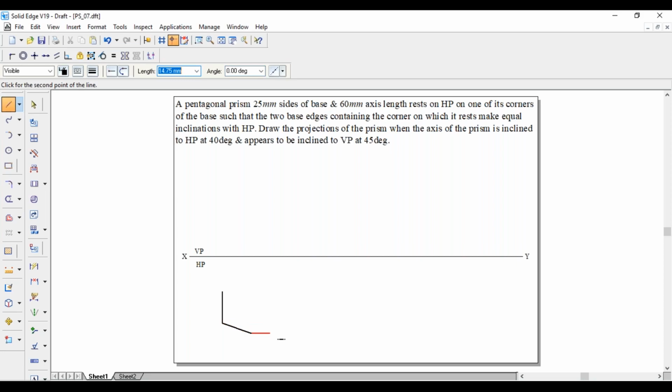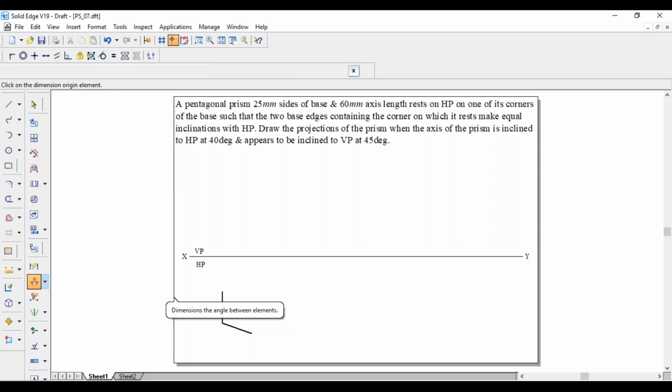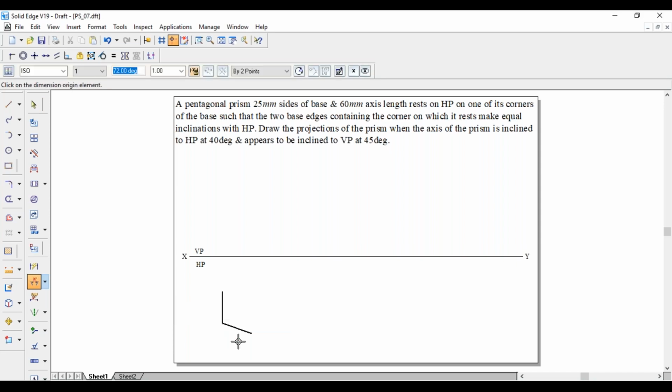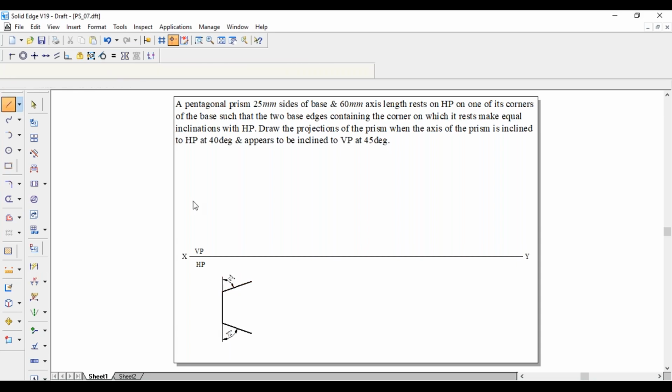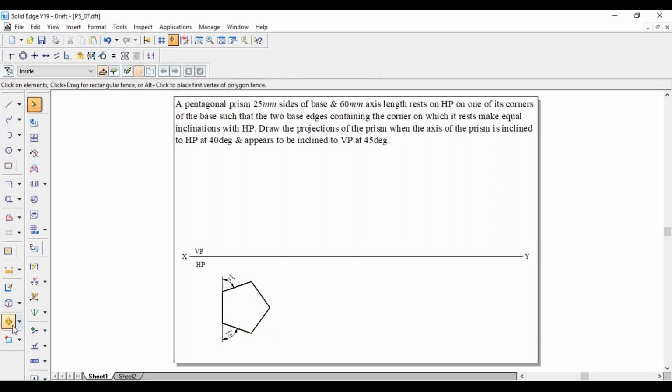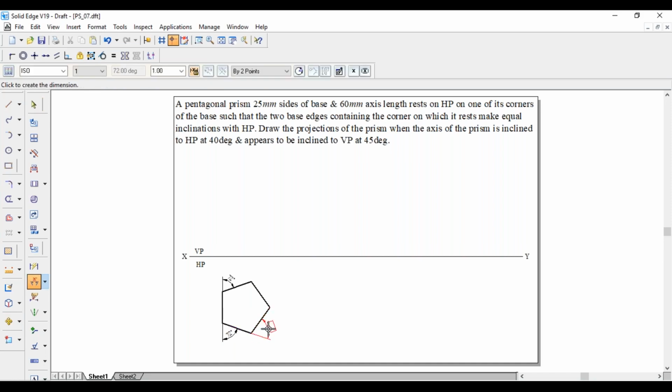While drawing manually, the angle between this vertical line and this line should be 72 degree. Once again, this angle should be 72 degree. So once again, the angle between these lines will be 72 degree. We have to make sure that the angle is 72 degrees.